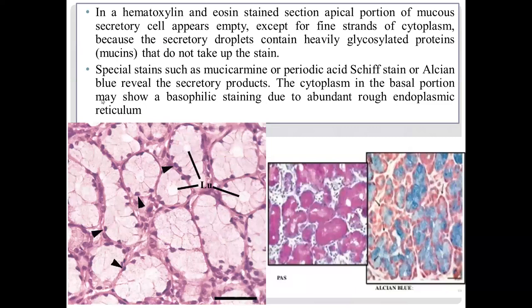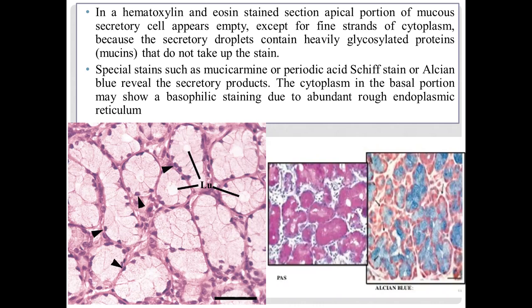And these are the H&E sections. In the H&E sections, you can see some clear cells. In the serous, you have seen it is somewhat eosinophilic, but here it is somewhat clear. That is, the space seems to be empty. And these are mainly the mucins, which do not take the stains, and they consist of heavily glycosylated proteins.